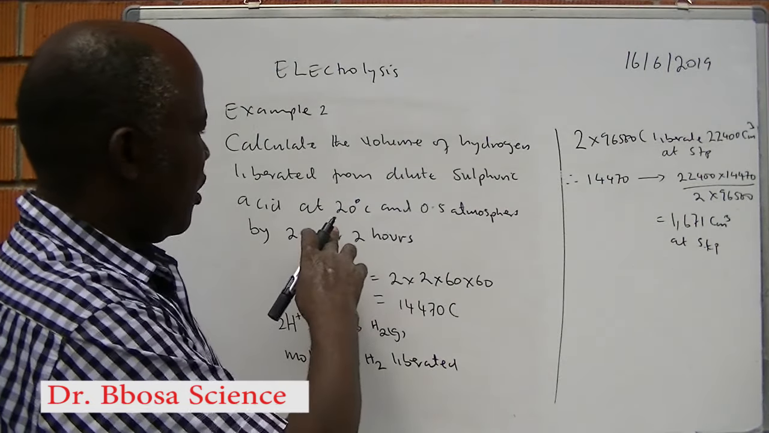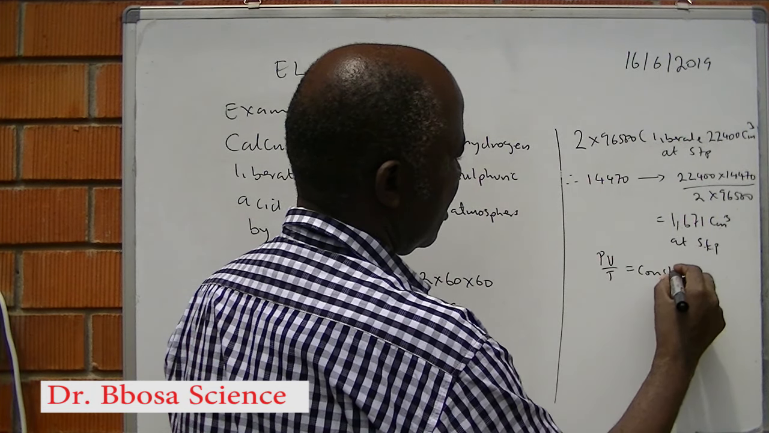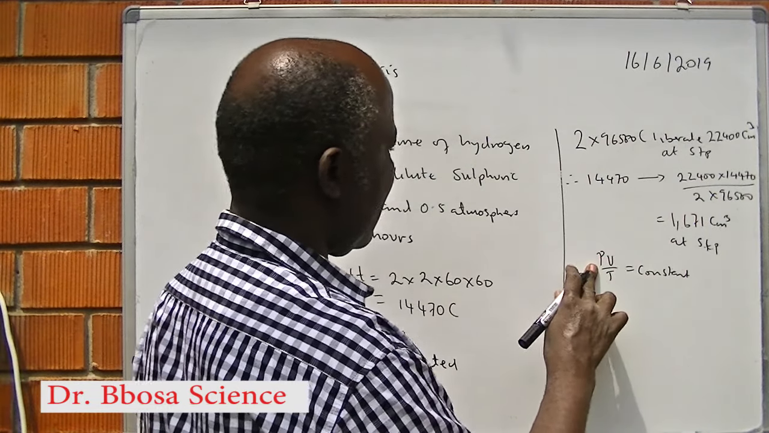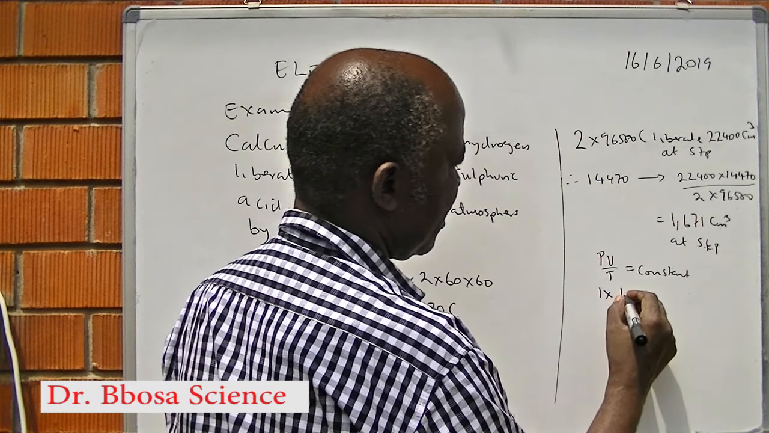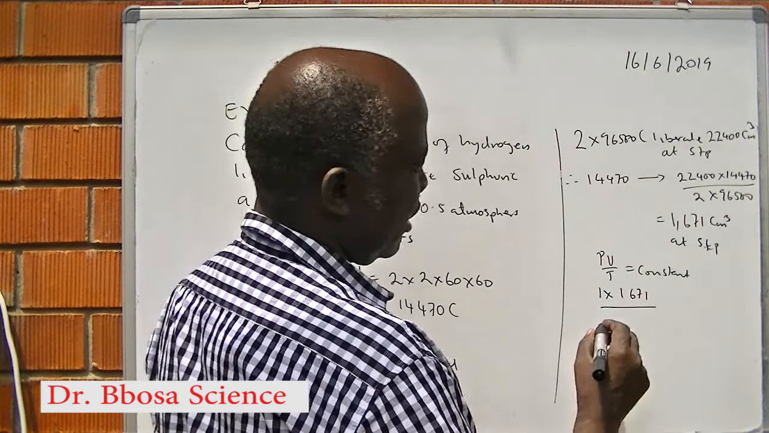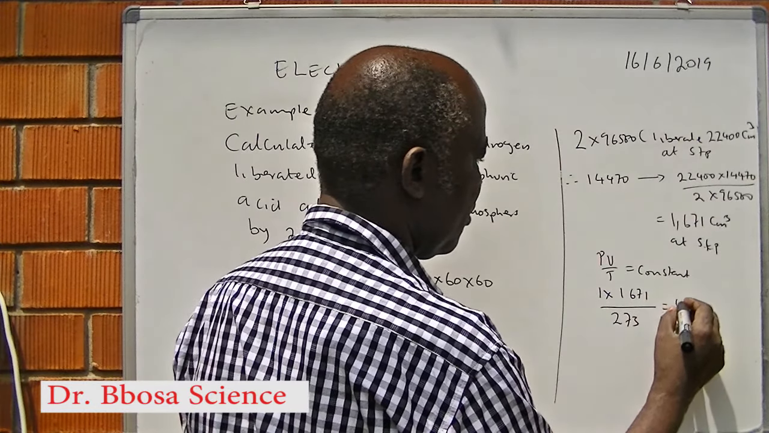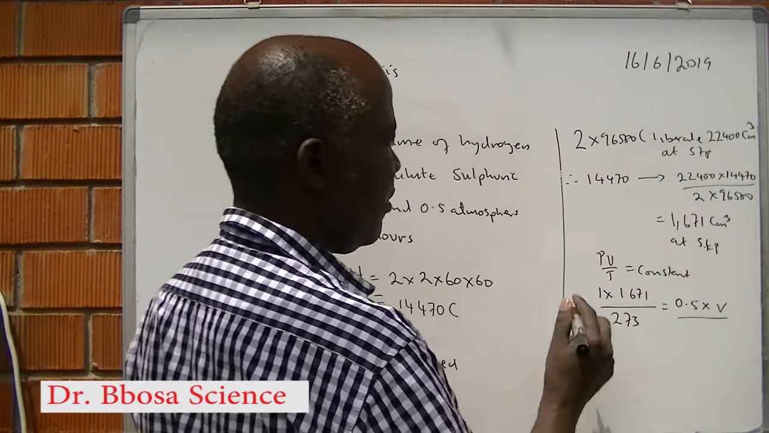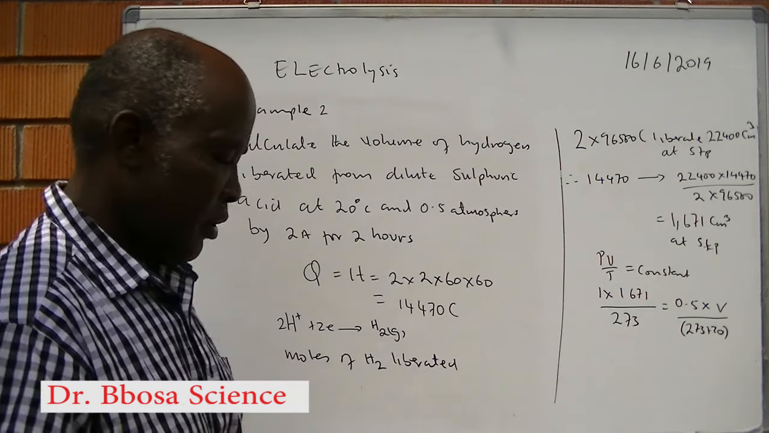Then we change the volume to this condition. We use PV over T is equal to a constant. So at STP, the pressure is 1 atmosphere times the volume, which is 1671, over the temperature. At STP, the temperature is 273. Then this will be equal to the pressure at the new condition, 0.5, times the volume we are looking for, over the temperature, which is 273 plus 20 to change it to Kelvin.